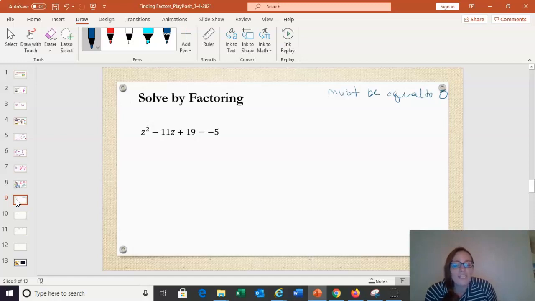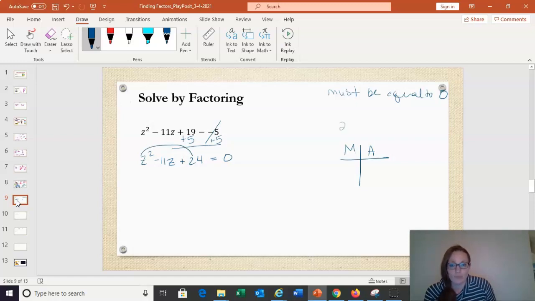So in order to factor, we need those 3 terms all on the same side. So let's get 5 over here with its buddy 19, those constant values, right? So we're going to have z squared minus 11z plus, what is this, 24, equals 0. Now we can factor. I'm going to make my ma chart. We're looking for a number that multiplies together to give us the first times the last. So 24 times z squared. And it's got to add to give us the middle term, -11z. So these are sort of our goals.